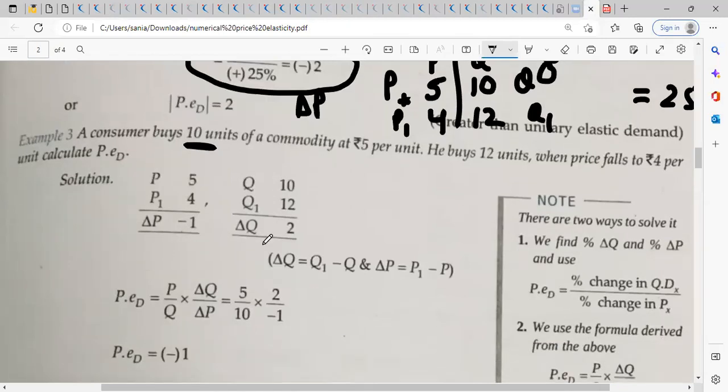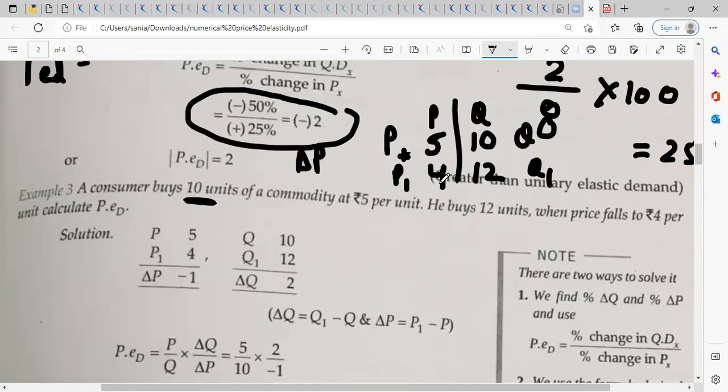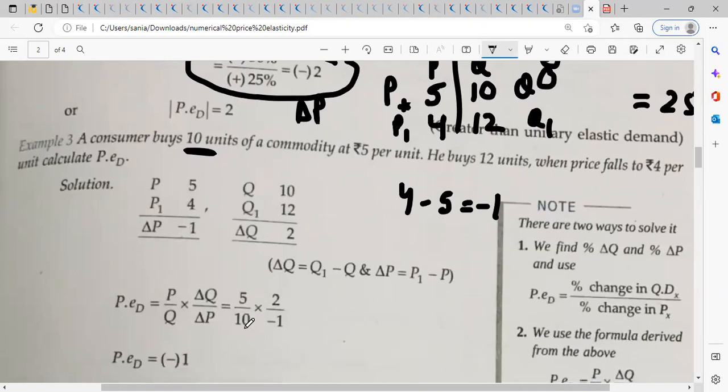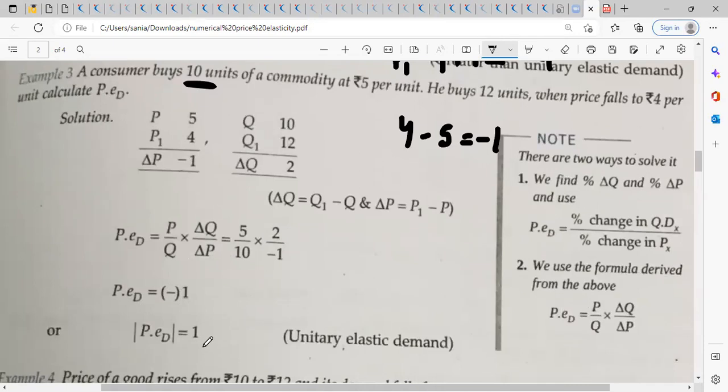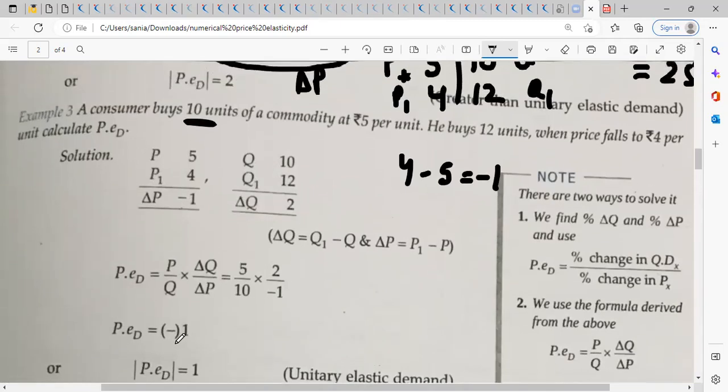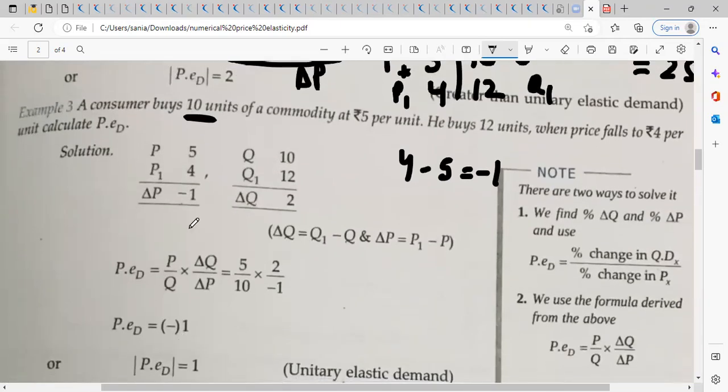Over here you have delta P as well as delta Q. Delta P is 4 minus 5, so the answer is minus 1. It's not 1 because 4 is smaller and 5 is bigger. Put in the formula 5, 10, 2, minus 1 and you will get PED. Ignore the minus, and you can say unitary elastic demand, because it equals 1. Quickly write the question and solve it. Okay, teacher.